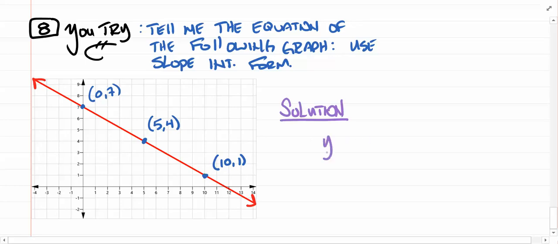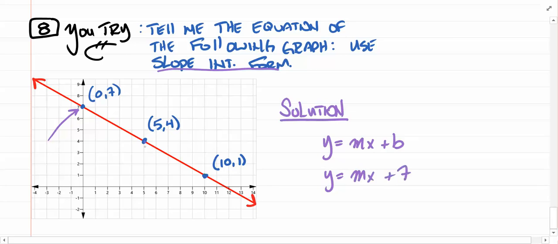So we're going to start with y equals mx plus b. After all, it does say to use slope-intercept form. Well, the b is very simple to get. It's right there for you. It's the y-intercept, so I know it's at 7. So now I have y equals mx plus 7. Now I just need to calculate the slope.